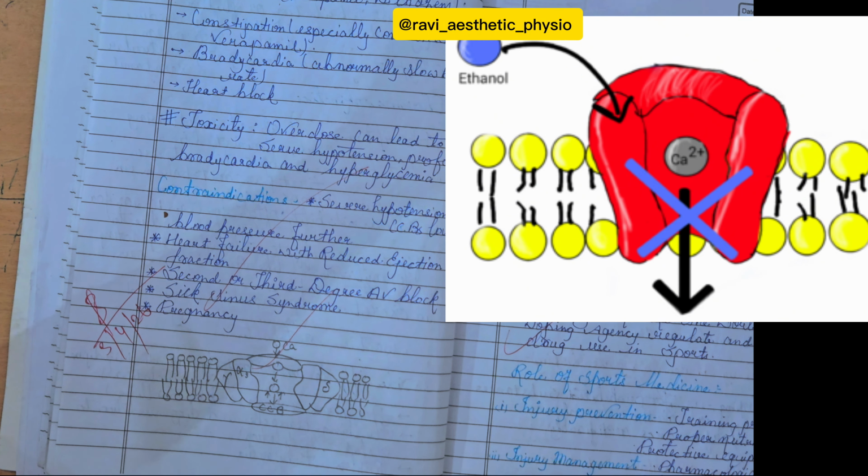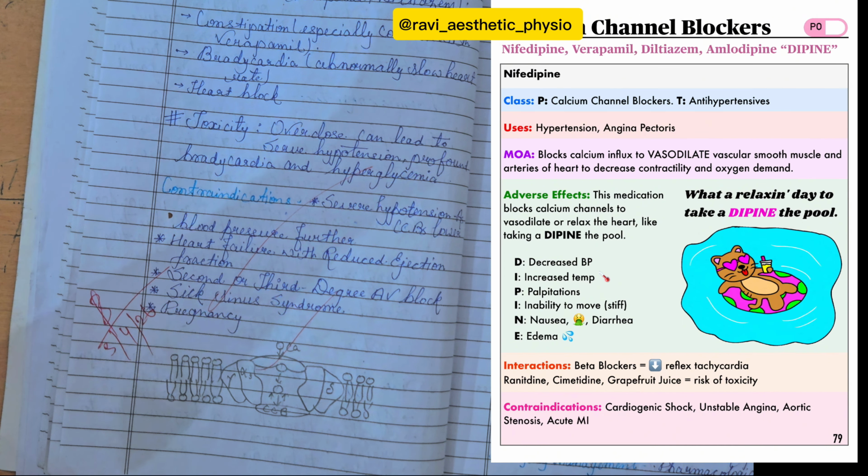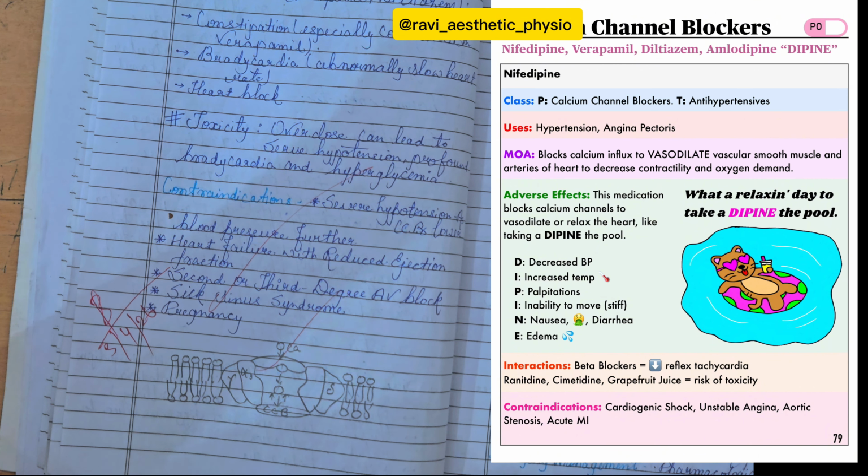Contraindications: severe hypotension, as CCBs lower the blood pressure further; heart failure with reduced ejection fraction; second and third degree atrioventricular block; sick sinus syndrome; and pregnancy. Calcium channel blockers are contraindicated in these patients.